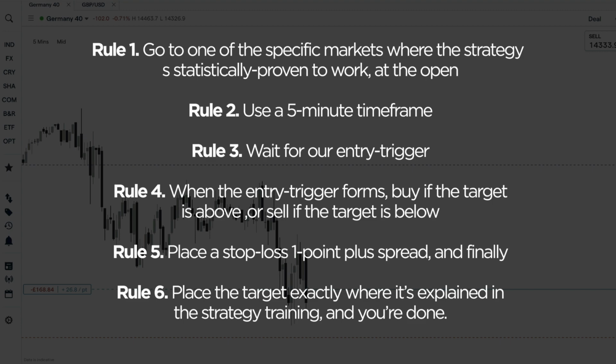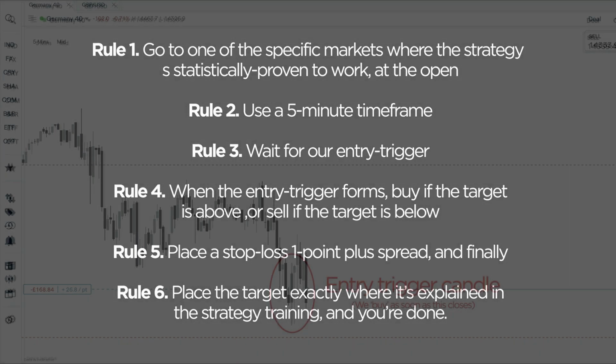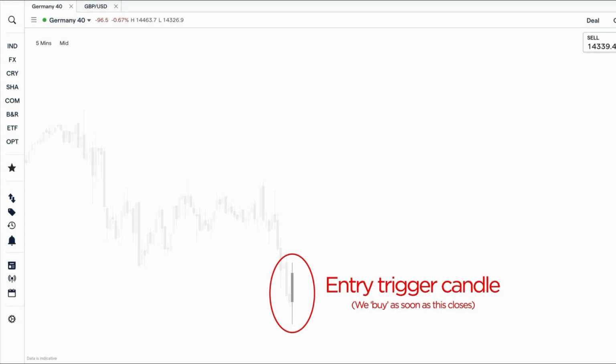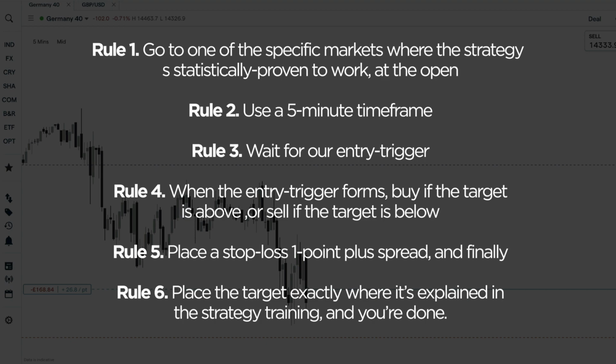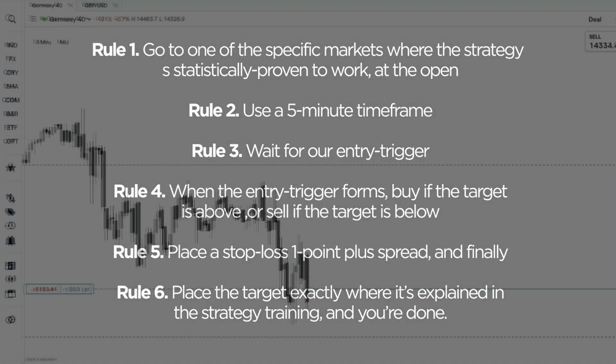Rule number two, use a 5-minute time frame. Rule number three, wait for our entry trigger, which in today's case is this single green candle here, or in this case grey, because I've got my chart set to grey-black instead of green-red. And rule number four, when the entry trigger forms, buy if the target is above, or sell if the target is below. Rule number five, place a stop loss 1 point plus spread. And finally, rule number six, place the target exactly where it's explained in the strategy training. And then with that, you're done.